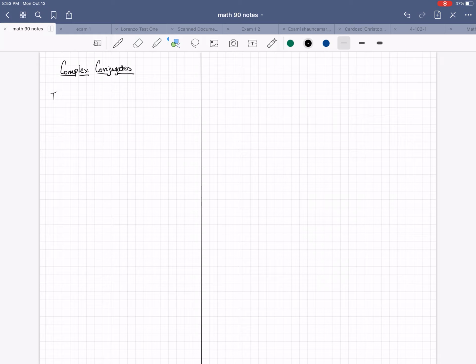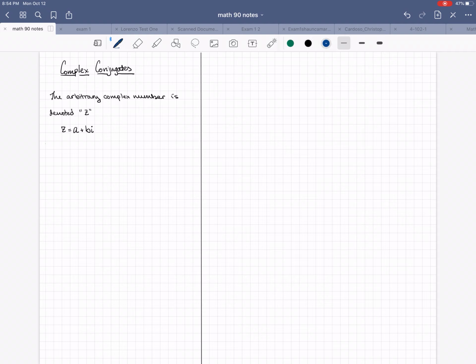So the arbitrary complex number is denoted with the letter Z. You'll notice I always cross my Z's, and this is simply so that neither I nor you ever confuse them with a 2. Okay? So again, Z is the arbitrary complex number A plus BI.